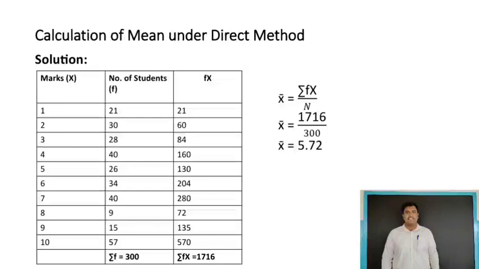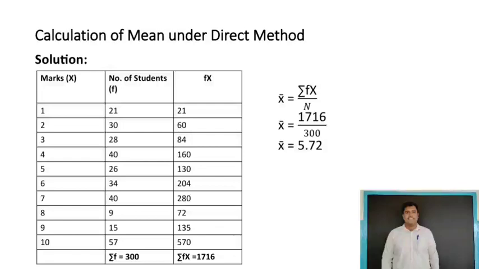So here the third column fx is to be calculated. We multiply x with f and find out fx. 1 into 21 is 21, 2 into 30 is 60. Likewise we find out for all the frequencies, we multiply with the x, and finally take the summation where we get sigma fx, and the formula is x bar is equal to sigma fx by n.